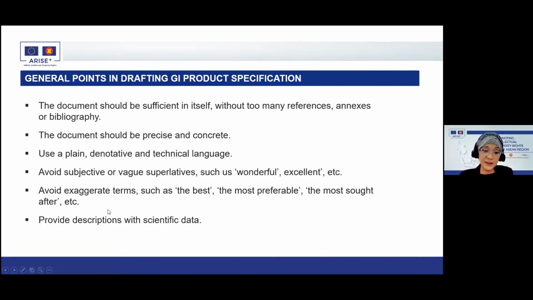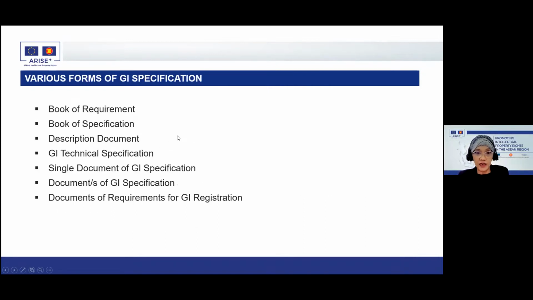And provide descriptions with scientific data. This makes drafting a GI product specification sometimes quite expensive, but we can manage, okay? Okay, so we've got various forms of GI specification. In Indonesia, it used to be a book of requirements, and it can be more than 100 or even 200 pages, because it's very long. So we make it concise, and we call it a book or a description document.